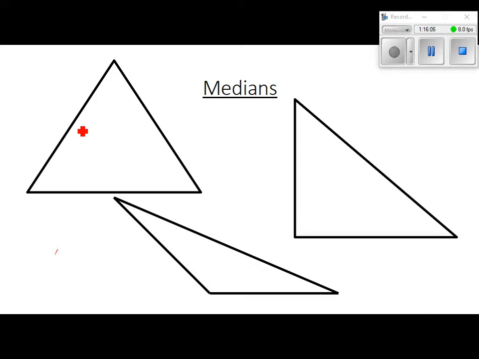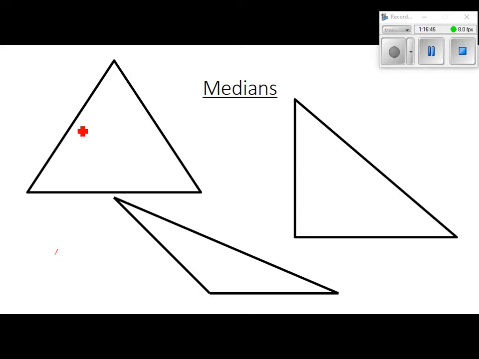Do that on all three triangles. Connect the vertex to the midpoint, vertex to the midpoint, vertex to the midpoint. That's horrible. As long as you can understand it, that's all that's going to matter.